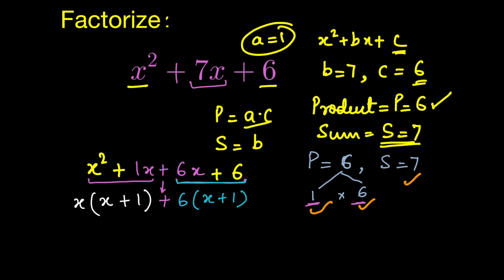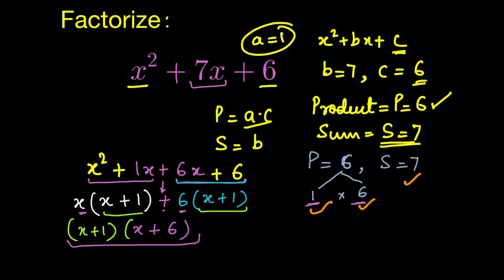So what do we have again? The factor which is common is x plus 1. This is the common factor, and then we are left with this x and this 6. So x, and don't forget the sign again, plus 6. So these are the factors for it. This is the way we factor it. Now we'll go to the next question.